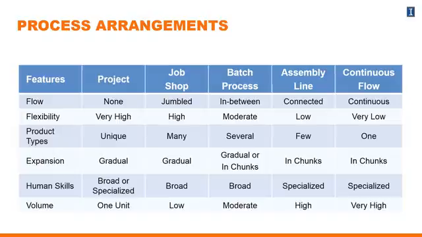Let's take a look at the human skills that are needed for each of these different process types. So in a project, you might have people who know different aspects of the project. So you might need people with broad skills that are dealing with what the project is doing. Or you might have very specialized skills, and you might just bring them in for that particular activity and for their particular expertise that is going to have an impact on that activity, right?